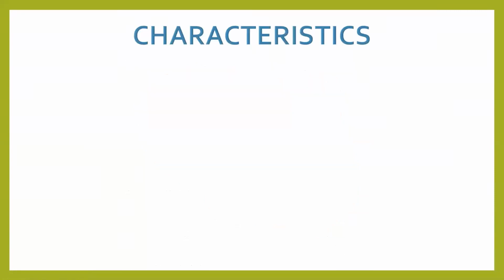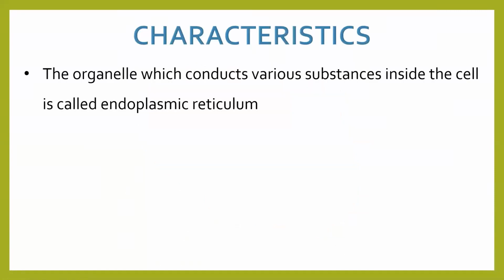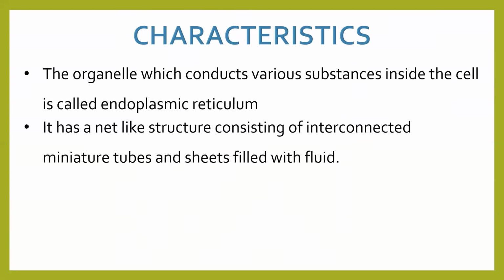Okay, before that, let's understand the structure verbally. So it is nothing but a cell organelle which conducts various substance inside the cell and is called as endoplasmic reticulum, just like highway. It is doing the work of conduction. यहाँ से वहां चीजों को ट्रांसपोर्ट करने के लिए it is giving that space available. Second thing, it has a net-like structure consisting of interconnected miniature tube and sheets filled with fluid.